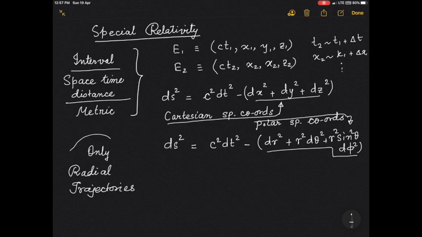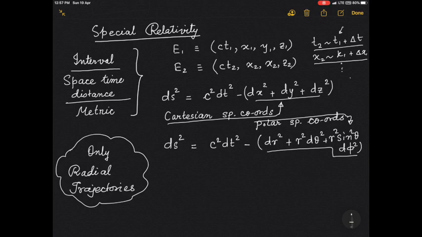Only radial trajectories. So what do I mean by only radial trajectories? When I say that this is one event and this is another event, maybe I mean that there is a particle which was at x1, y1, z1 at the time T1, and then it goes to x2, y2, z2 at the time T2.